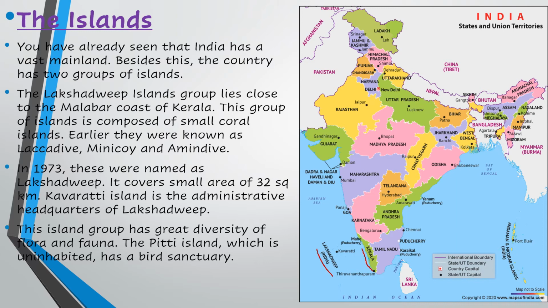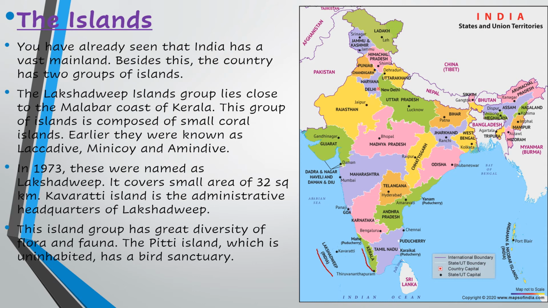Why is it known as Coral Island? Because Lakshadweep is made up of coral. What do you mean by coral? Corals are skeletons of tiny marine animals called polyps. Clear? This is known as the Coral Island. This group of islands is composed of small coral islands.